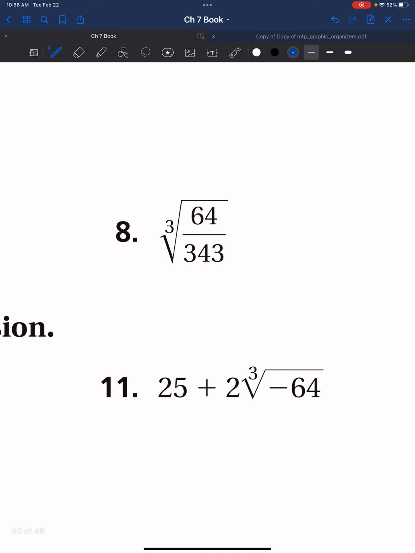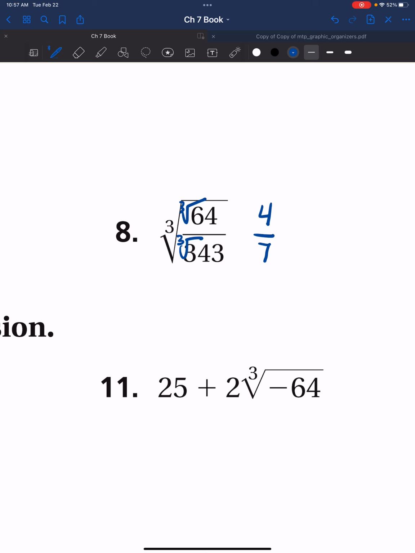What is the cube root of 64 over 343? So remember, do these ones separately like this, and then keep them as a fraction. The cube root of 64, 4. 4 times 4 is 16. 16 times 4, 64. Yes. And 7 is the cube root of 343. Okay, so we've got 4 as our numerator. And then you said, what was the cube root of 343? 7. So my answer is 4 sevenths.